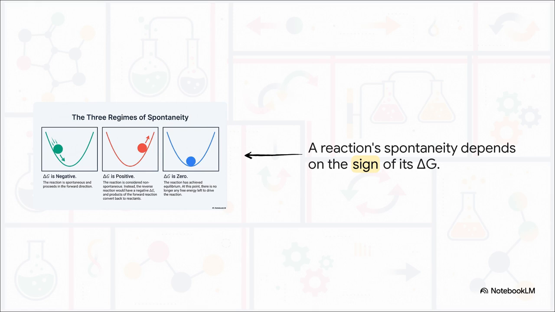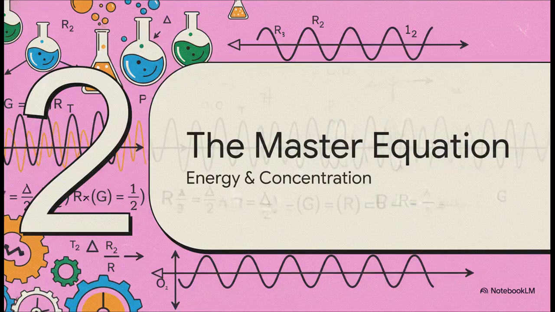And finally, on the right, when delta G is 0, well, the ball has reached the bottom of the well. The system is at equilibrium, and there's just no more energy left to drive the reaction one way or the other. So that's the basic idea. But in the real world, things are a bit more complicated. A reaction's direction can depend on things like temperature or how many reactants and products you have floating around at that moment.